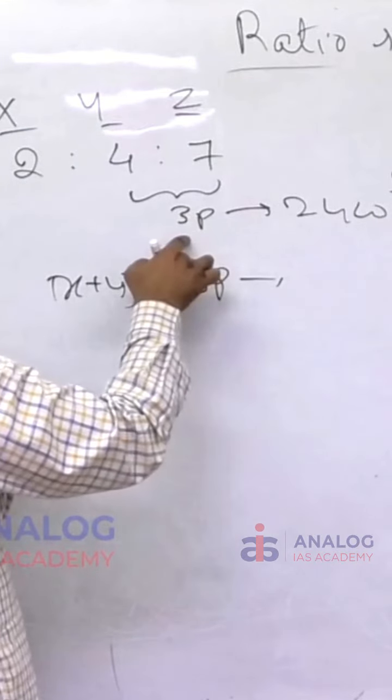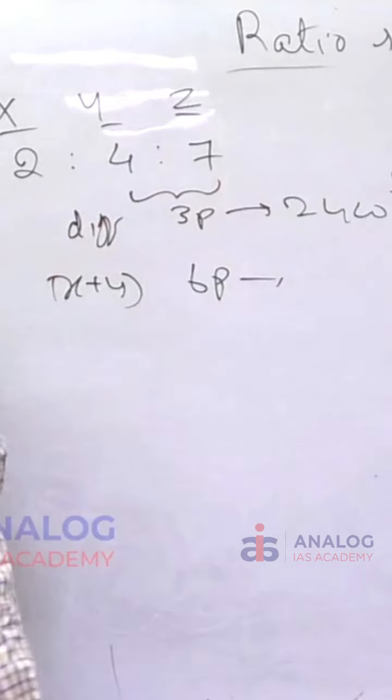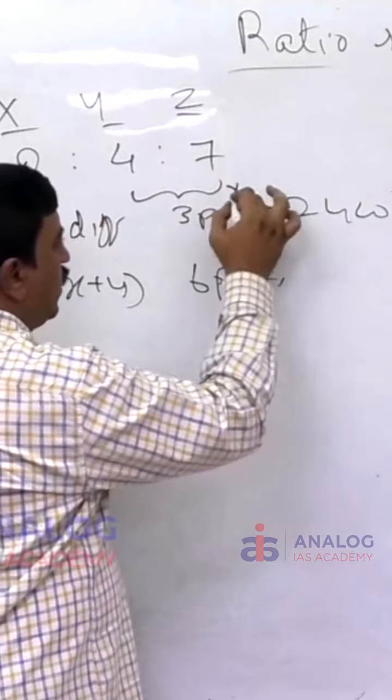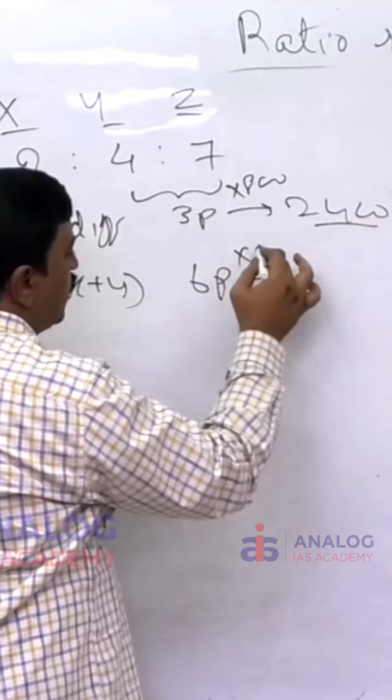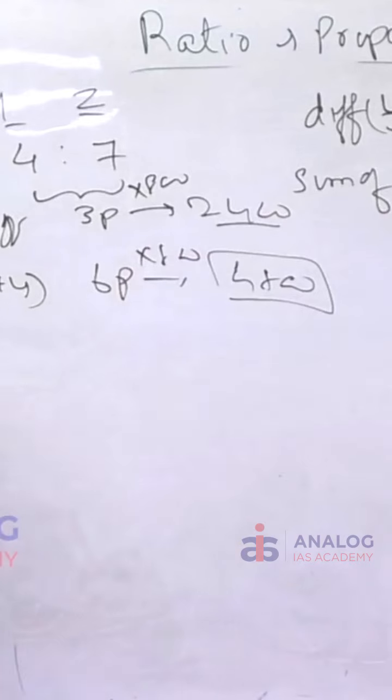How have 3 parts come? This is the difference between y and z, which is given already as 2,400. So 3 into 800 is 2,400. 6 into 800 is 4,800. This is another way of doing that one.